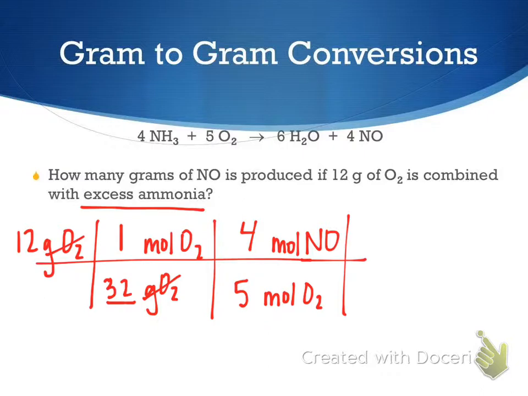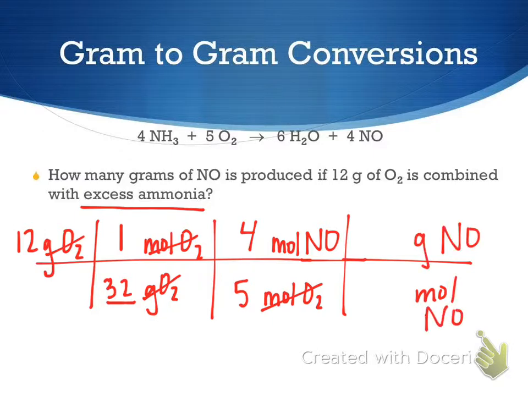So I've canceled moles of O2. Now I go from moles of NO to grams of NO. Moles here gets the 1. Molar mass of nitrogen monoxide is 14 plus 16, which is 30 grams. So I've canceled moles of nitrogen monoxide. I've canceled moles of O2. I've canceled grams of O2. Now I multiply across the whole top, divide by the whole bottom.